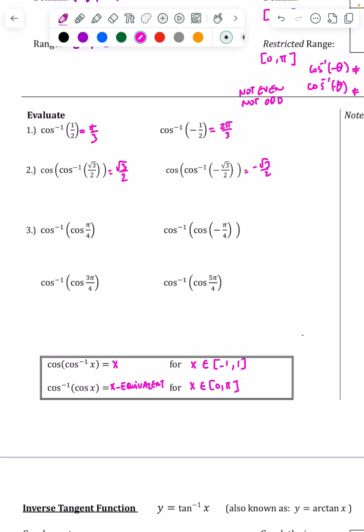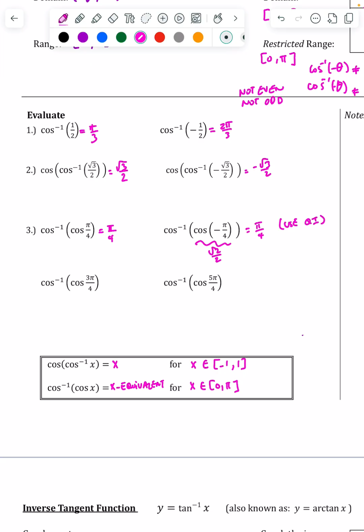For number 3, cosine inverse of cosine of pi over 4 is just pi over 4, because pi over 4 is between 0 and pi. And cosine inverse of cosine, so this here, if you think about it, is the square root of 2 over 2, right? And then cosine inverse of that is going to be just pi over 4. This is really quadrant 1.